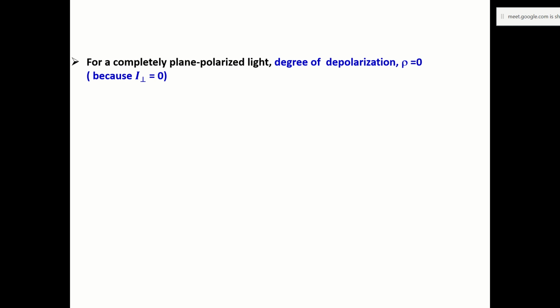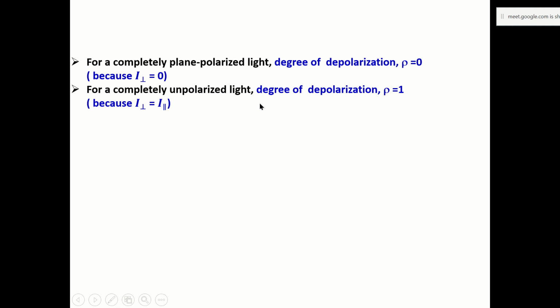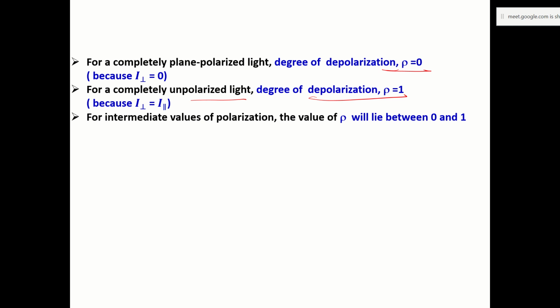Okay, so for completely plane polarized light, the degree of depolarization is 0. For completely unpolarized light, the degree of depolarization rho is 1. Okay. So obviously, if there is some polarization, the value must lie between 0 and 1.